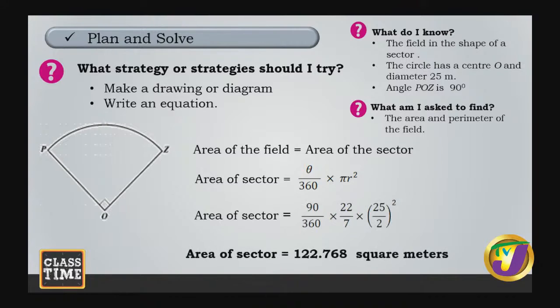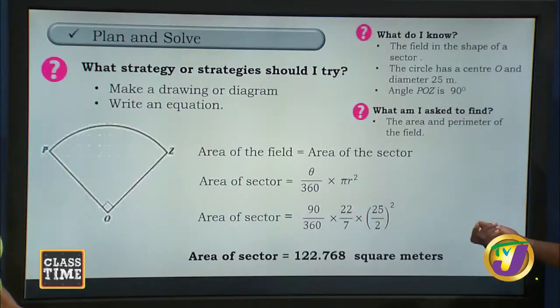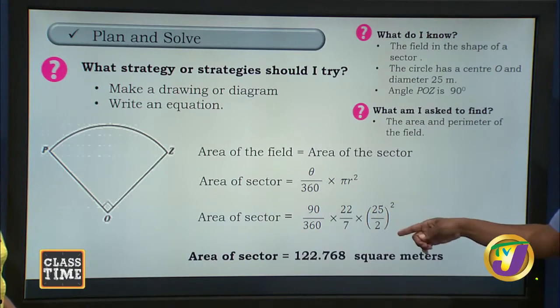Before you go though, persons might ask, why am I seeing 25 divided by 2? We need to highlight that we are not using the diameter in the formula. We want to find the radius, and the diameter is 25. So the relationship between the diameter and the radius requires here that we divide by 2.